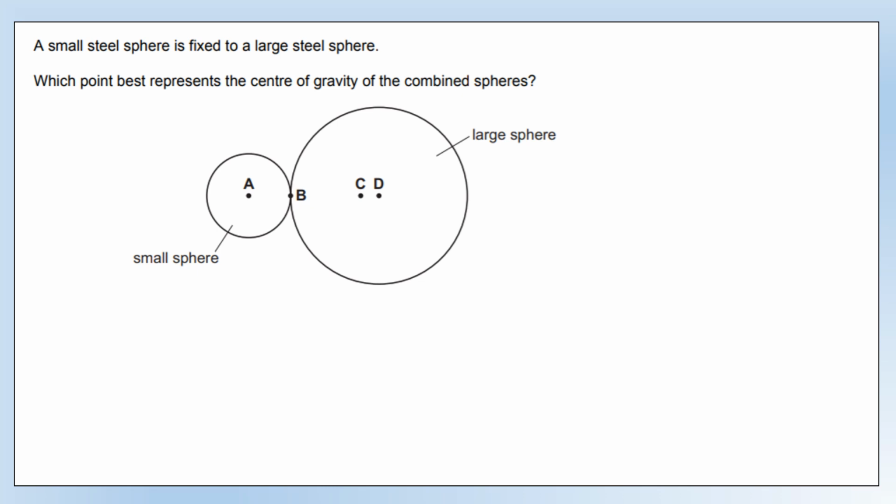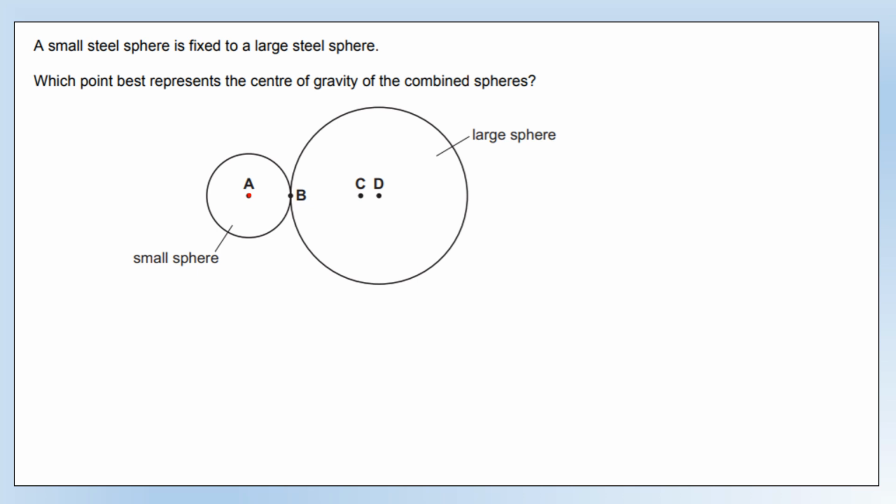Okay, so we're going to review the 2019 pre-U multiple choice questions. The first one: a small steel sphere is fixed to a large steel sphere. Which point best represents the center of gravity of the combined spheres? The center of gravity of A would be here. The center of gravity of this object, let's call it D, would be at D.